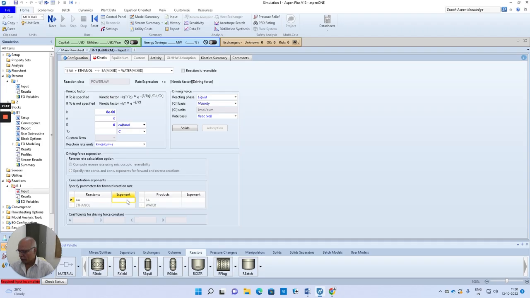And we also know in the forward direction, it is a second order reaction. So the exponent with respect to the concentration of acetic acid is 1 and also of ethanol is 1. So we have specified this. You can see kilomoles per cubic meter second. These are the reaction rate units, right? Accordingly, the rate constant must also correspond to the same SI system of units. Now we have defined this.